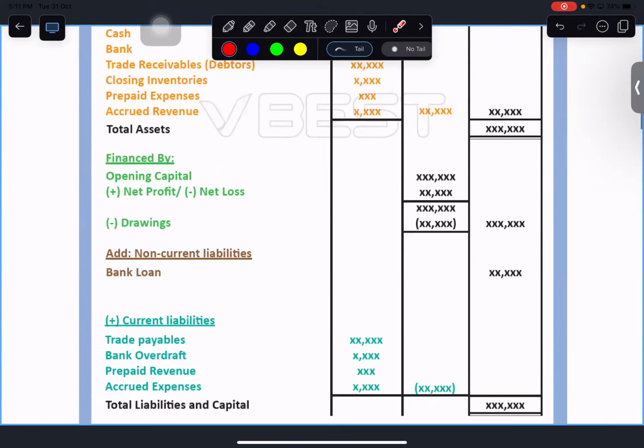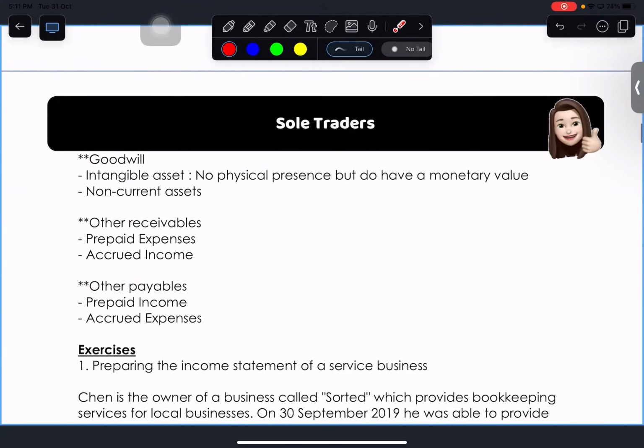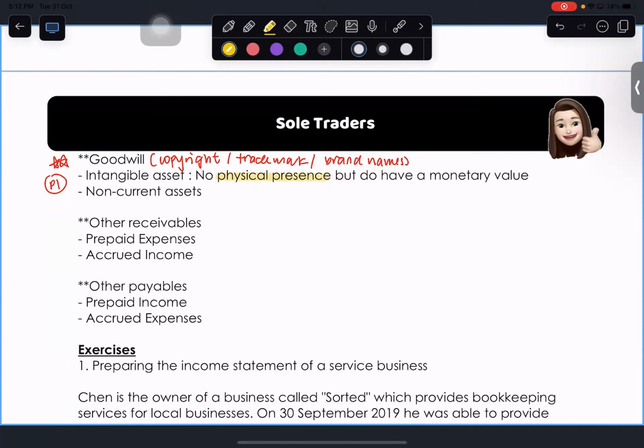Okay, and then after this one, you have to know the bottom part. For this goodwill part, they like to ask in paper 1. This one you just need to know what it is. Goodwill is the same as your copyright, your trademark, your brand names. All the things that are not physically present, like you can't see them physically, but they belong to you and still have a monetary value. This is called intangible asset.